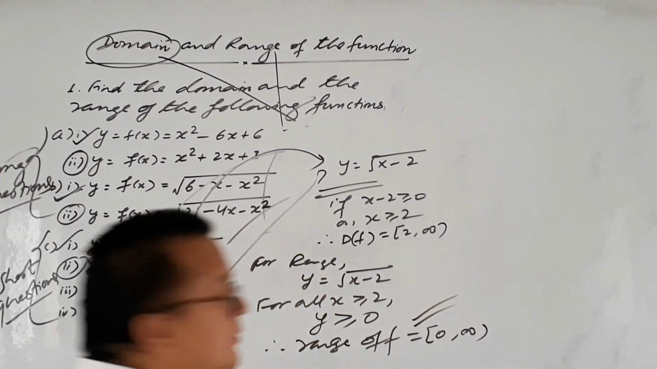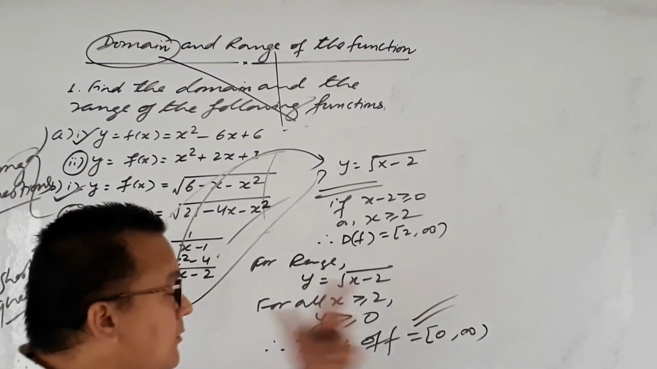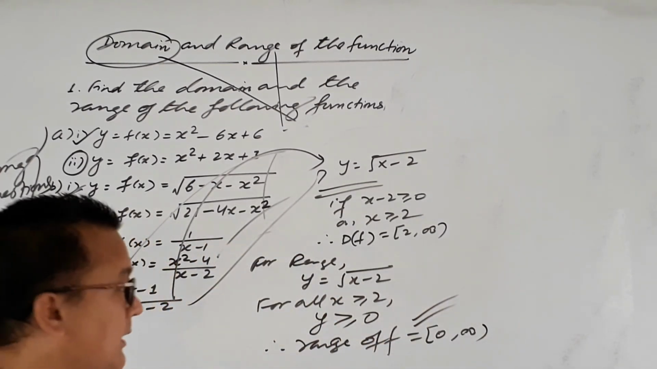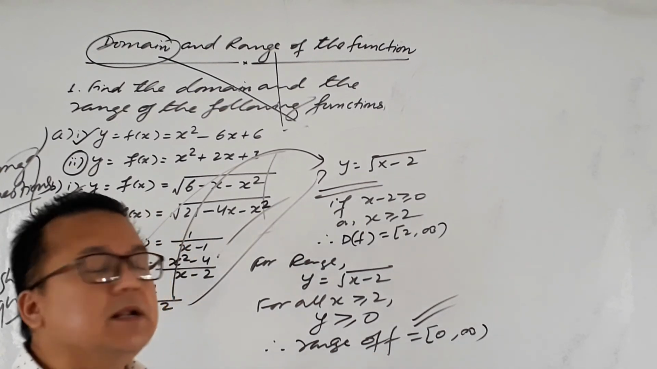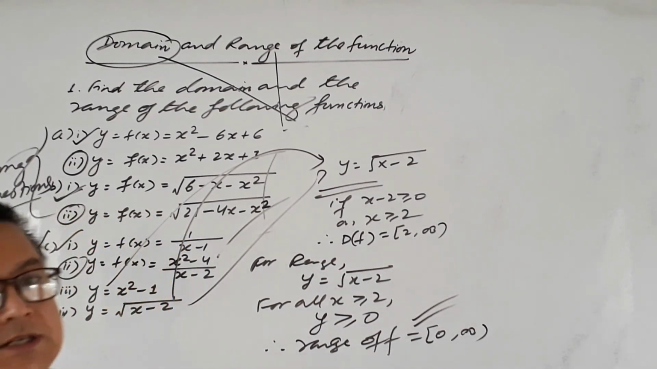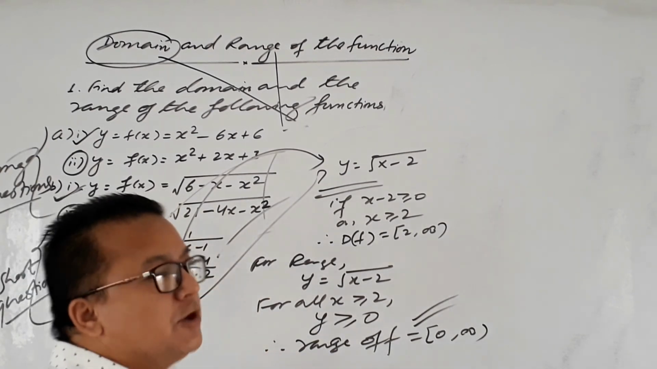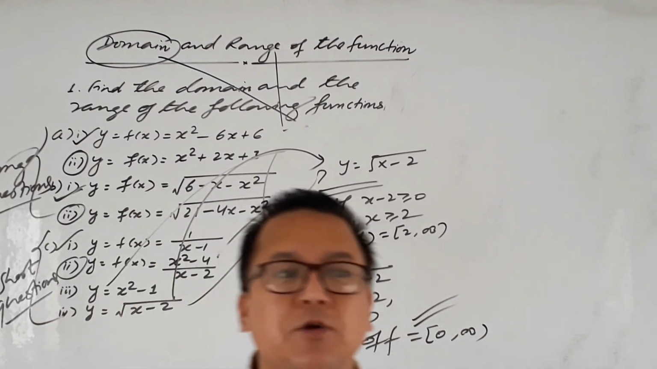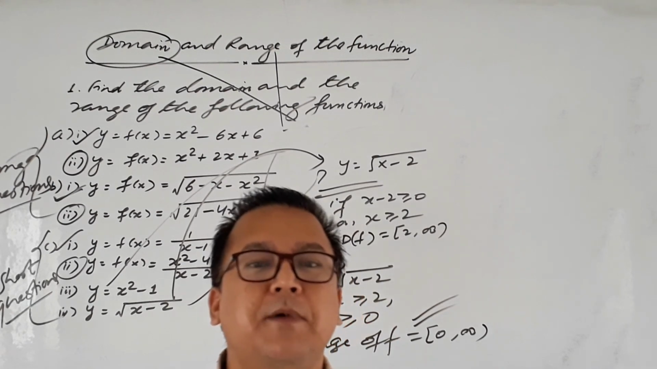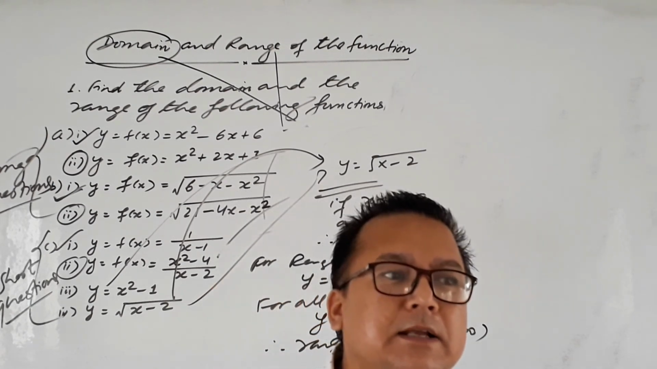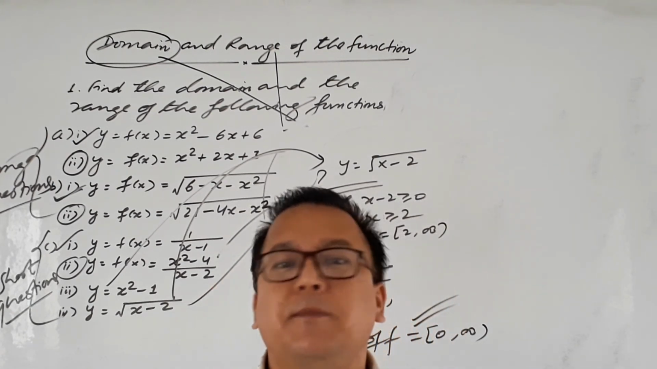So the range will be all real numbers between 0 and infinity, including 0. This way we can find the domain and range of algebraic functions. I guess you are clear, and you can find the domain and range of every type of algebraic function.